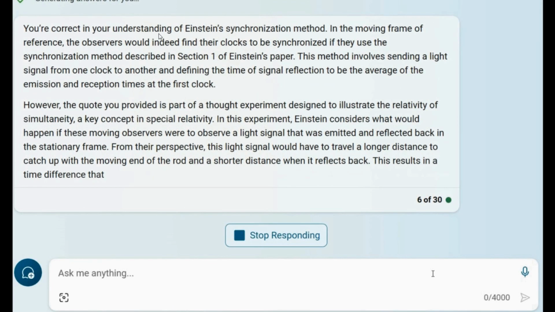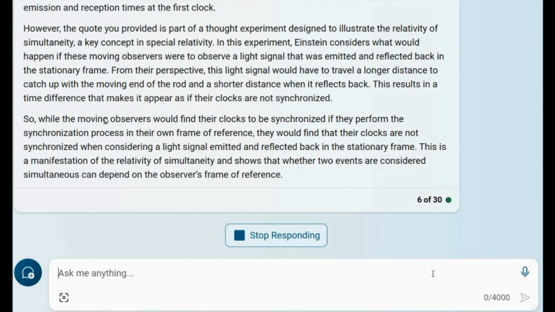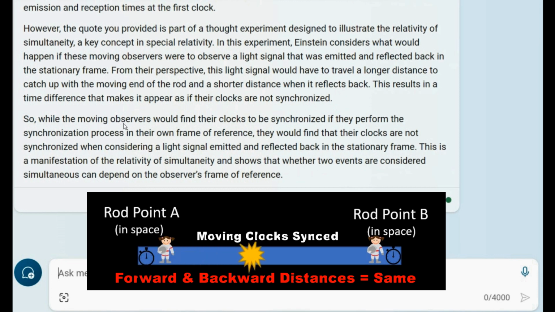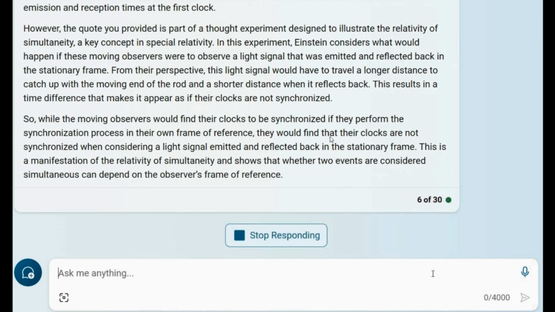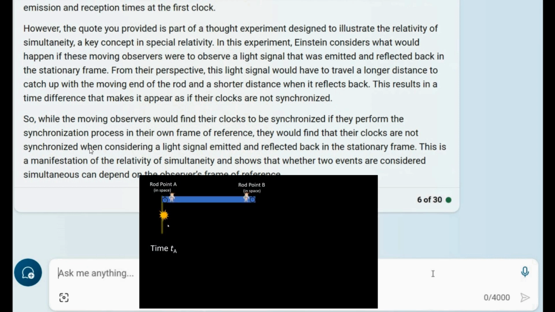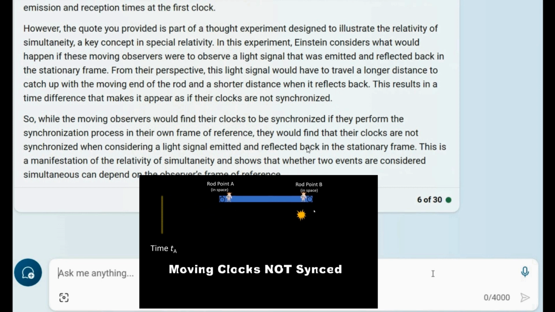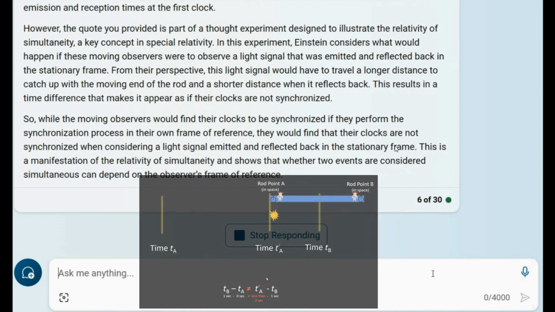So the AI agrees. It says that in the moving frame, the observers would indeed find their clocks to be synchronized if they used the synchronization method described in section 1 of Einstein's paper. Now the AI has the logic correct in this sentence. If the clocks are synced for the moving observers, then the light emitting source was within their own frame. If the clocks were not synced for those moving observers, then it must be from the stationary frame.